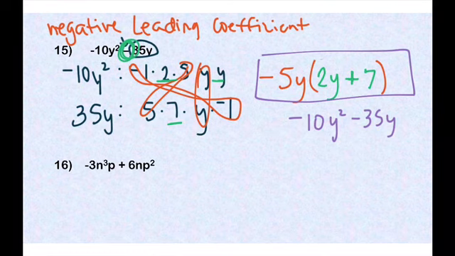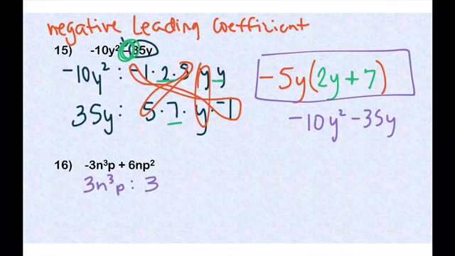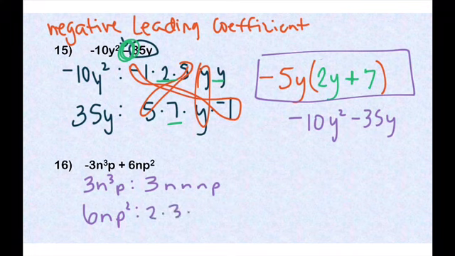Okay, so let me try the next one with you, and then you can try a couple on your own with a negative leading coefficient. So another way you can think about it is you can just write the 3 into the third p, and then the 6 np to the second, and you can say, what do I have in common?